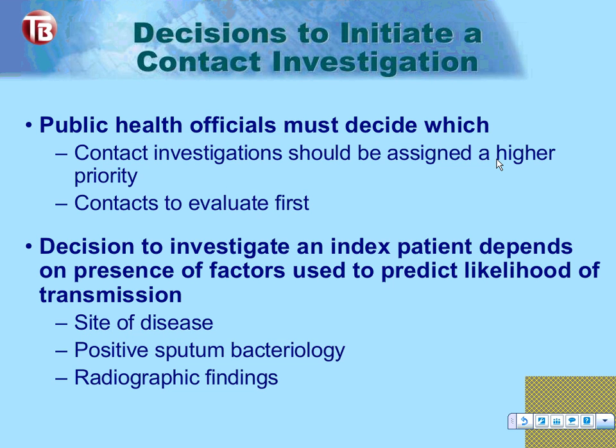Now, the decisions regarding initiation of contact investigation really are in the purview of public health officials and TB control officers. They generally decide which contact investigations should be assigned a high priority, which investigation should be carried out first, and who among the contacts should be evaluated first. So they prioritize both the contact investigation in general and who to be evaluated first among the contacts. Their decisions are based on a few variables, primarily the site of the TB disease, whether the index case has a positive sputum smear on examination, and whether the x-rays show cavitation or not.